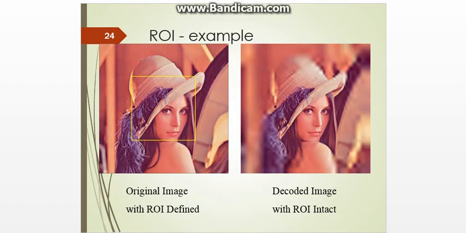Now, the ROI, which is the region of interest. The functionality of the ROI is important in the applications where certain parts of the image are of higher importance than others. In such a case, these regions need to be encoded at a higher quality than the background. During the transmission of the image, these regions need to be transmitted first or at a higher priority.